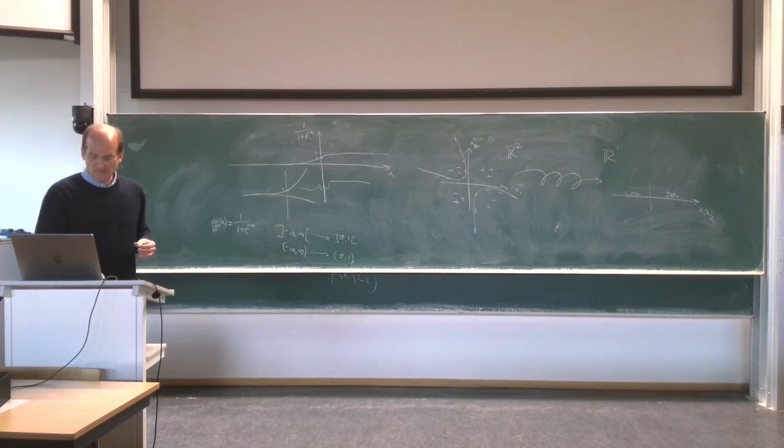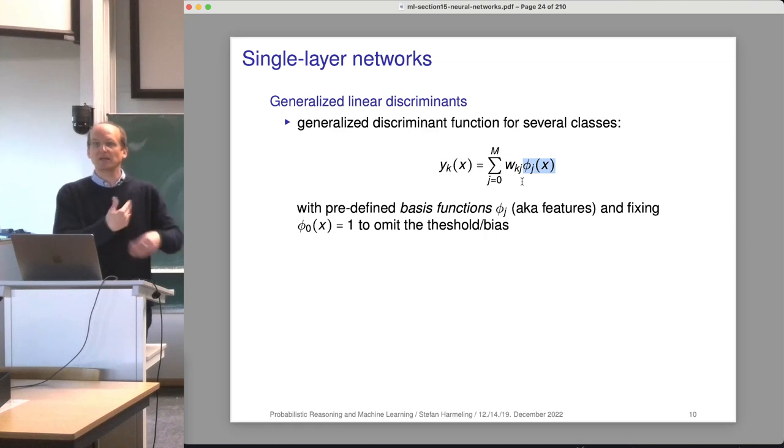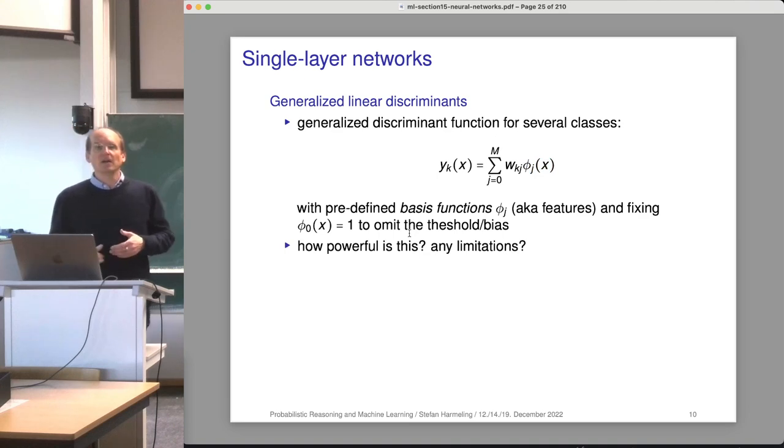However, of course, the trick will be that we replace these basis functions with neural networks as well. And then we are getting towards deeper and deeper learning. Now, in principle, we could say we have a predefined basis function, and then we can solve much more complicated problems. Are there any limitations to that one?